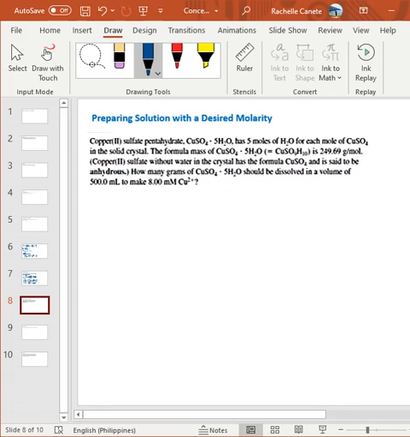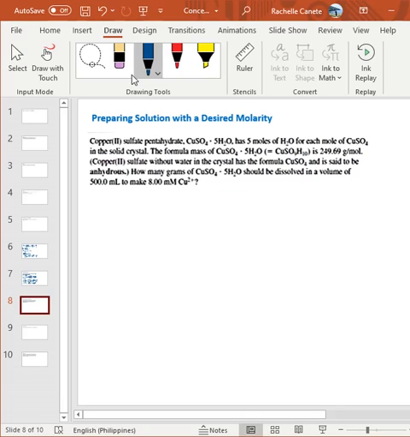Okay, so now let's try to prepare a solution with a desired molarity. Like how much you weigh, how much volume, and which flask you use, okay? Because this is the more practical application of concentrations.